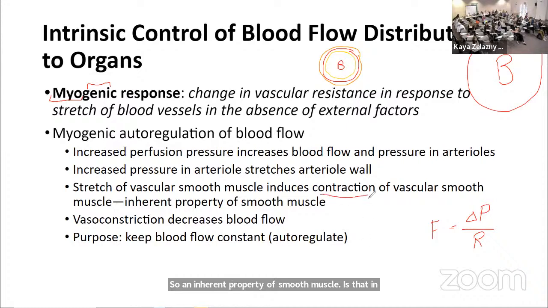So an inherent property of smooth muscle is that in response to that stretch, we have contraction. Okay. So we've got that smooth muscle contracting. And we know a word specifically for the contraction of a blood vessel, which is vasoconstriction. So vasoconstriction is the result of that smooth muscle bouncing back, okay? So we can use this same flow equation, right? As we bounce back, that radius got small, which means that our resistance got bigger, which means that the flow would go back down, right?